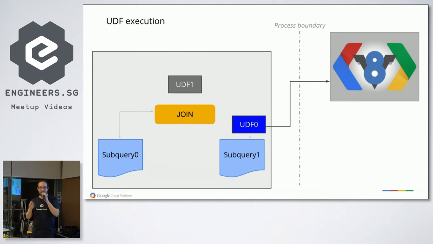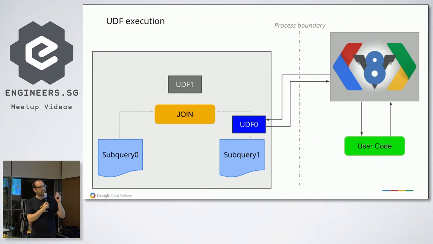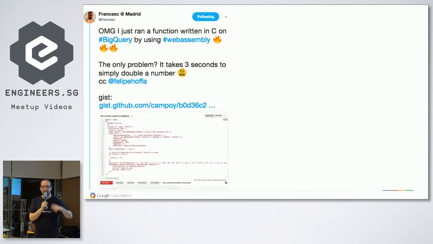Now, JavaScript code is cool, but you might want to run C code, and that makes life much harder. But this happened like a month ago, where my ex-teammate Francesc, at his new company, was trying to run C code in BigQuery. And it turns out you can compile C code to WebAssembly, WASM, and WASM can be run inside JavaScript, and Francesc was able to run it. And that made us all super, super happy.